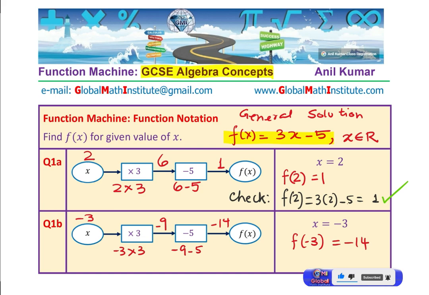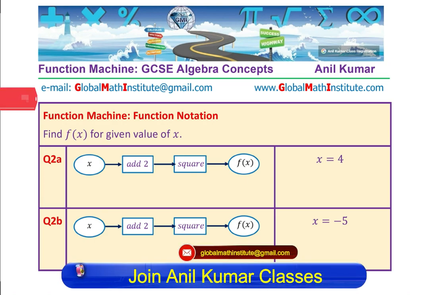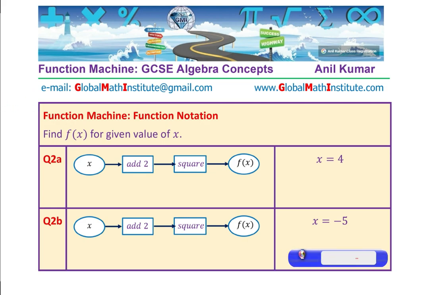Now let's take the second example. Exactly the same situation. However, the function is different. The operations now involved are adding 2, squaring, and then finding the output. For multiple values, a better way could be that we write a general solution first. So what is f of x equal to?